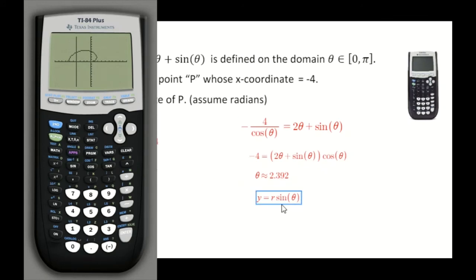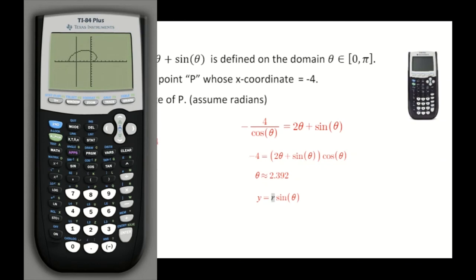Actually, you know what? I take that back. We don't really know r. We are going to have to do this in the calculator, okay? Because where is r? We don't really know how far away this point is from the origin. I guess we could figure it out, but there's an easier way to do this, and that is we want to just trace to that theta value.